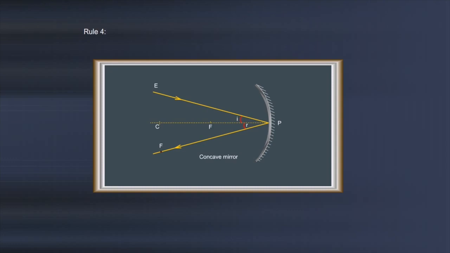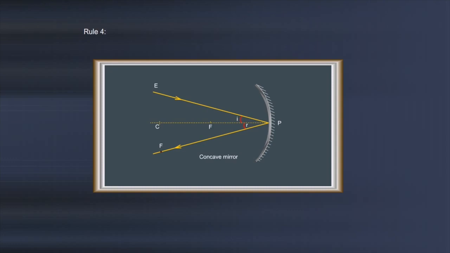Got it? Fourth rule says this was a concave mirror painted from outside, the outer bulging part. This is assumed to be the principal axis. This was pole P, this was F, this was C, right. Any ray of light which is coming in such a way that it strikes the pole of the mirror, then it will reflect back, making the same angle with the principal axis as this ray has made.